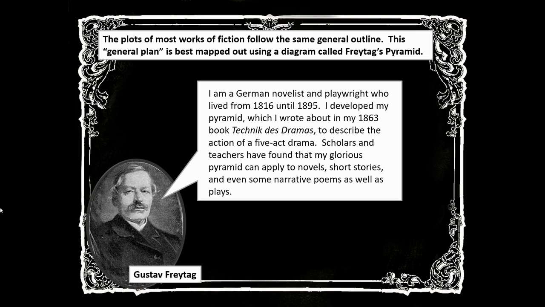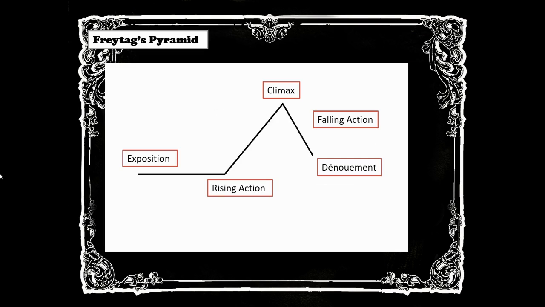He developed his pyramid, which he wrote about in his 1863 book, Technique des Dramas. I'm horrible with pronunciation. It describes the action of a 5-act play, right? But scholars and teachers have found that this pyramid can apply to novels, short stories, and even some narrative poems as well. So this is Freytag's pyramid, and usually it looks like this.